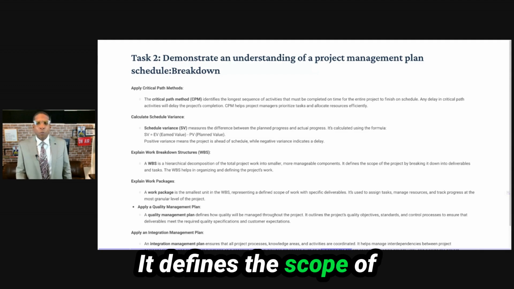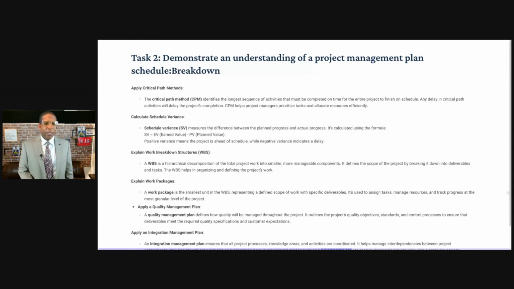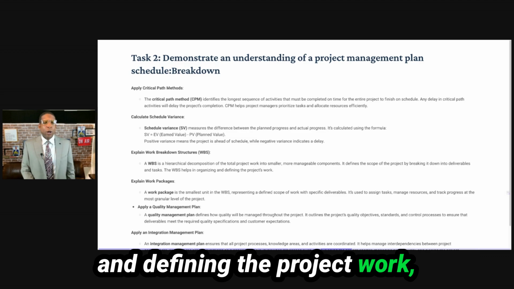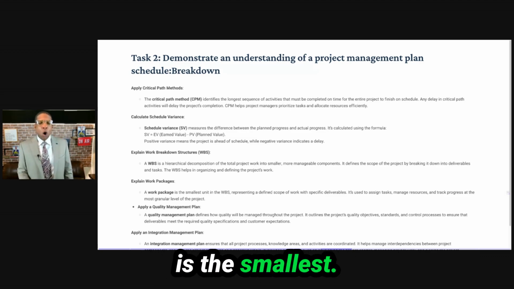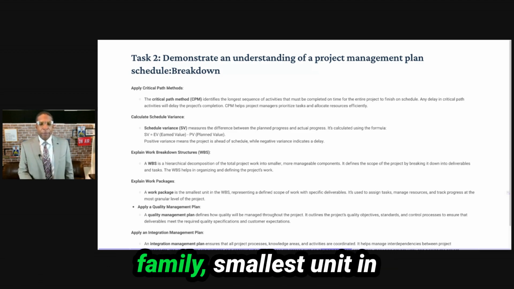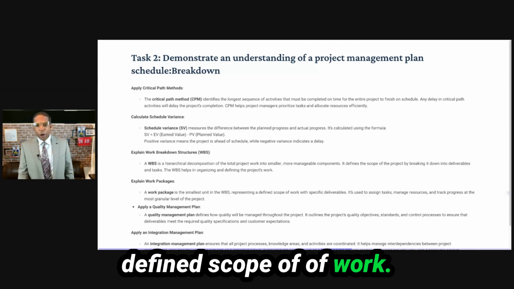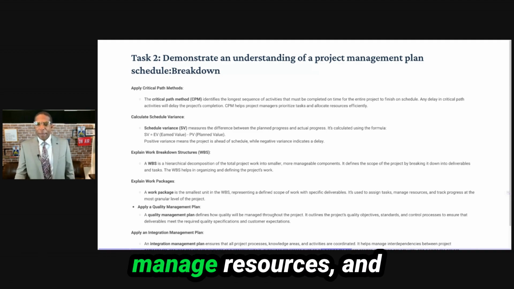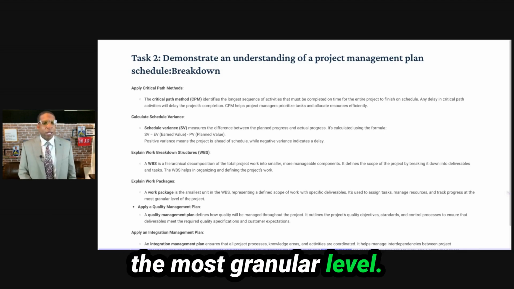It defines the scope of the project by breaking it down into deliverables and tasks. The WBS helps in organizing and defining the project work. Explain the work package. The work package is the smallest, that's the key word there, family, smallest unit in the WBS, representing a defined scope of work with specific deliverables. It is used to assign tasks, manage resources, and track progress at the most granular level.